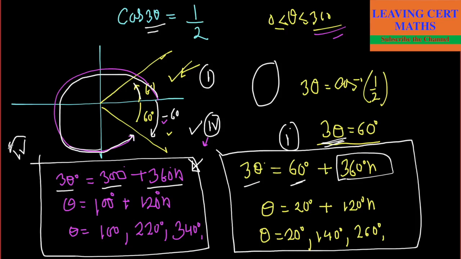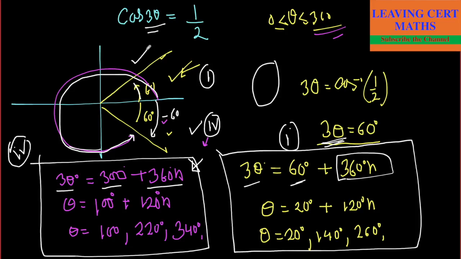We have always solved for two quadrants, whether it is sine, cos or tan, because in two quadrants sine is positive, in two quadrants cos is positive, and in two quadrants tan is positive, and in the first quadrant all are positive.